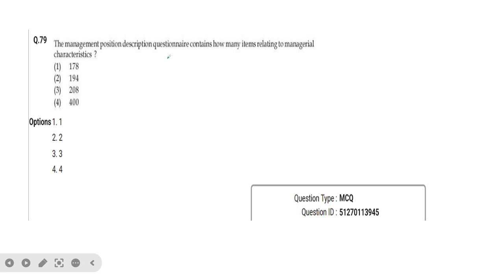Question number 79 is the Management Position Description Questionnaire. Sometimes the full form can also be asked: MPDQ. Management Position Description Questionnaire contains how many items related to managerial characteristics? 178, 194, 208 or 400? So the answer is option 3, that is 208, which is grouped into 13 categories. 208 items grouped into 13 categories.